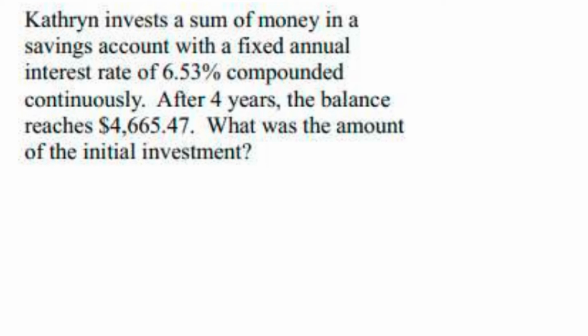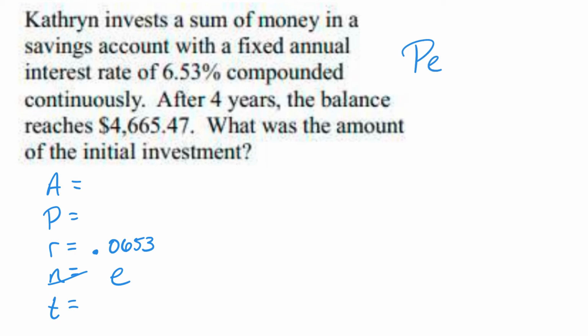So in this example, let's go ahead and put our parts. We need a P, we need a rate, we need the number of times that it compounds, and we need the amount of time. Let's see what we got. It says, Catherine invests a sum of money in a savings account with a fixed annual interest of, well, there's our rate. So let's write that down, 0.0653, compounded continuously. All right, so this is not going to be an N, but this is going to be using Euler's number. So this is our PERT formula.